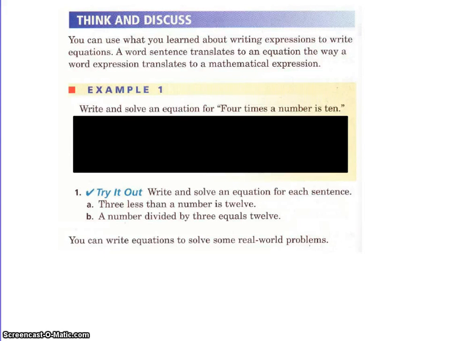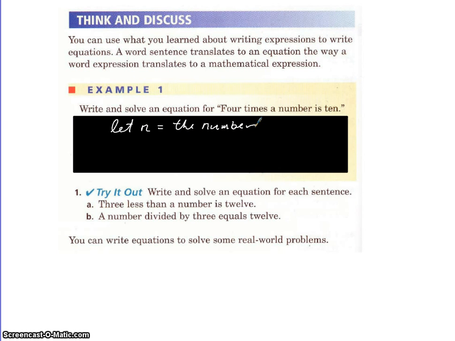So let's look at example 1. It says, write and solve an equation for 4 times a number is 10. So the first thing you need to do is to define the variable. What is the number going to be? So we're going to let n equal the number. So we define the variable. That's the very first step.